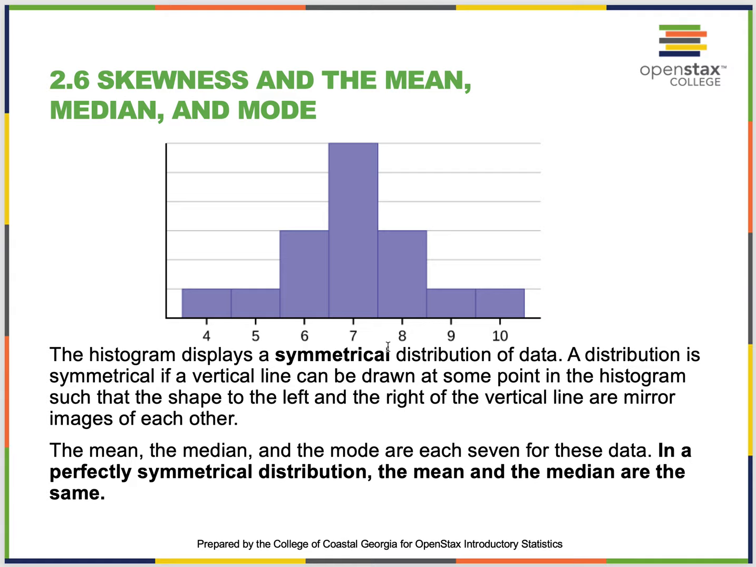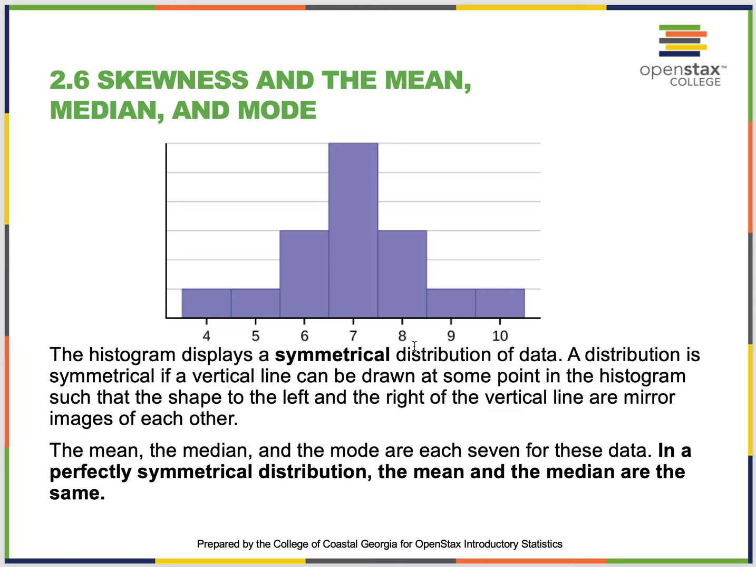So here's a histogram. If we talk about skewness and the mean and the mode, this histogram displays a symmetrical distribution of data. In other words, if I fold it in half right along 7, the right and left halves are perfect mirror images of each other. They match up. A distribution is symmetrical if a vertical line can be drawn at some point in a histogram such that the left and right are mirror images of each other, or if you fold it in half, they match up evenly.